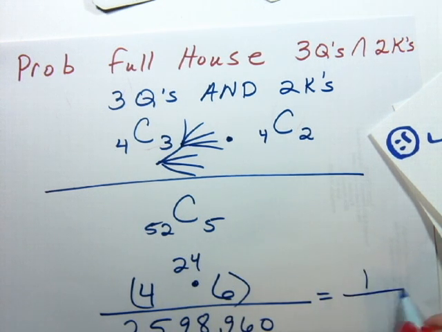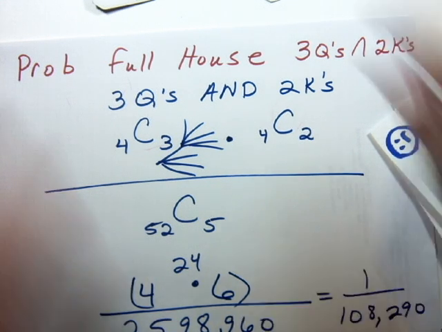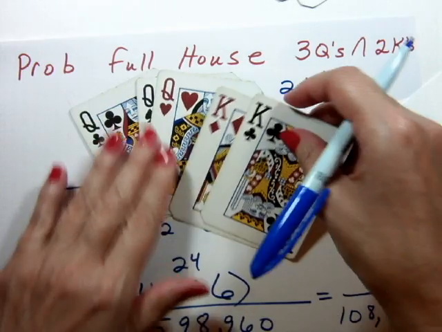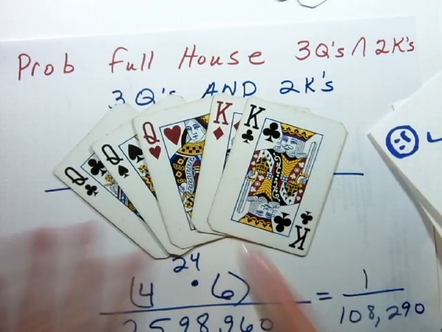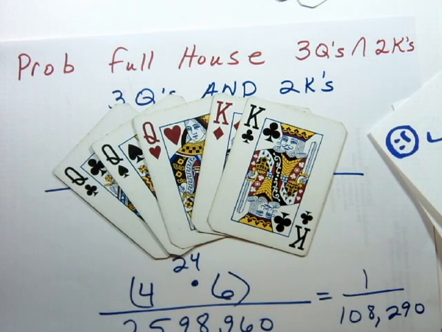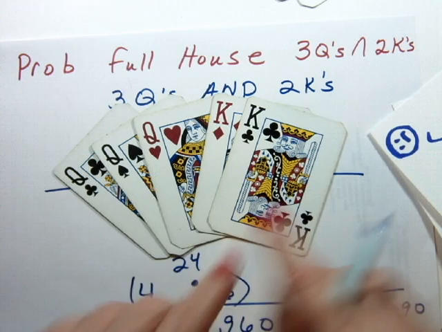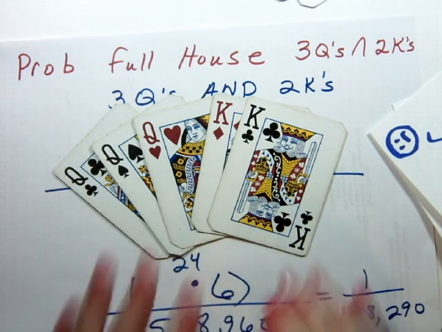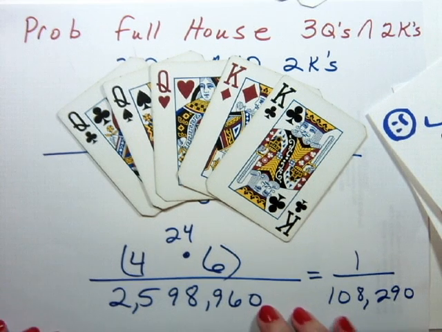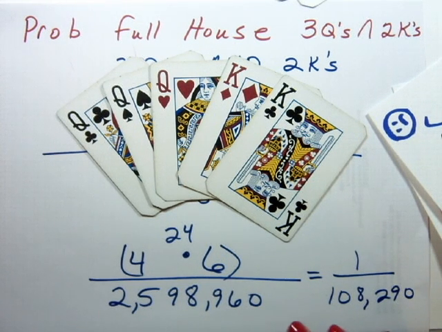I think I got this. 1 out of 108,290. So the probability that you would be dealt any 5-card hand that was a full house, queens over kings, you always say whatever it is you have 3 of over what you have 2 of. Even though those are lower than the kings, I say queens over kings. This is a full house, queens over kings. The probability you would be dealt that in a 5-card hand is 1 out of about 108,000. Not real good, okay, that you would be dealt a full house with queens over kings.